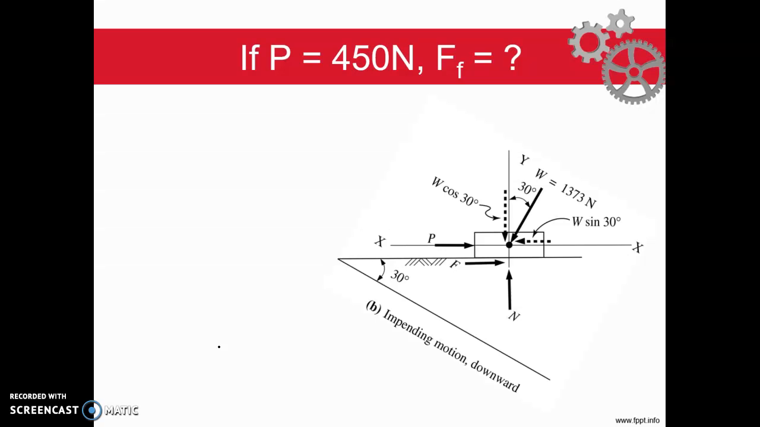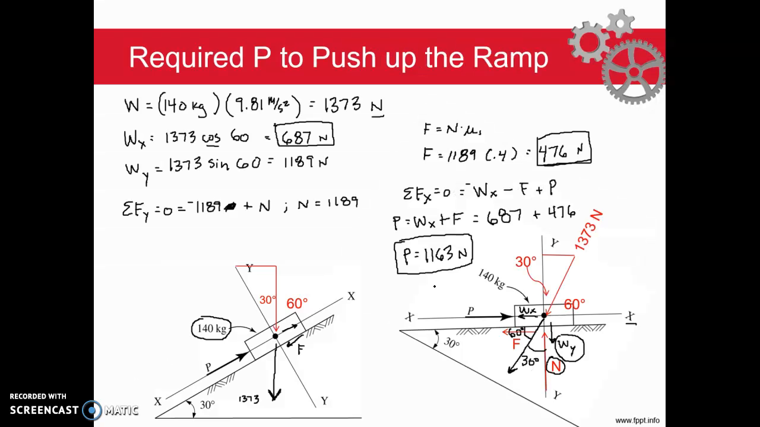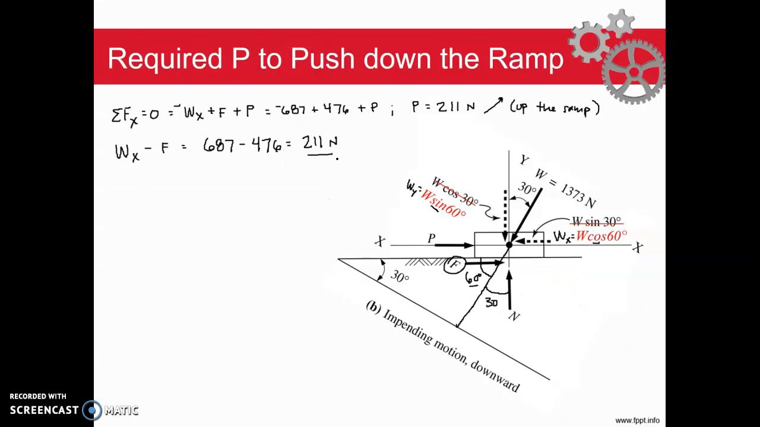And what we found, let me skip back to that slide. We found that it is going to take 1,163 newtons to push the box up the ramp, and we found that it takes 111 newtons being pushed again up the ramp to keep the box from sliding down. So if we apply a force of 450, it's going to be somewhere in between. It's not going to be enough to push it up the ramp, and it's going to be more than enough to stop it from sliding down the ramp. But what is the friction force going to be?